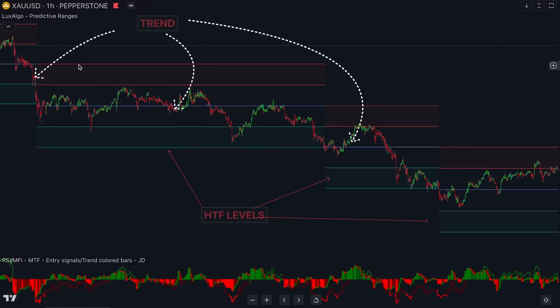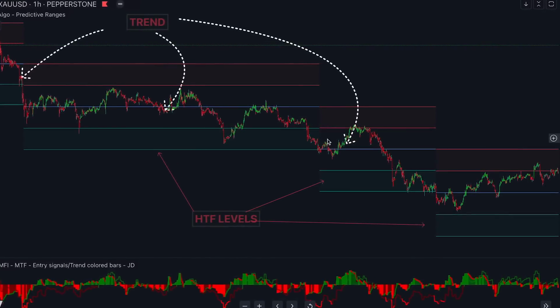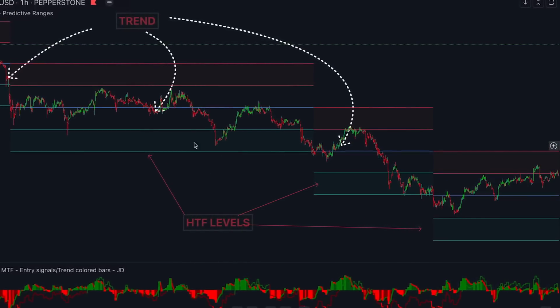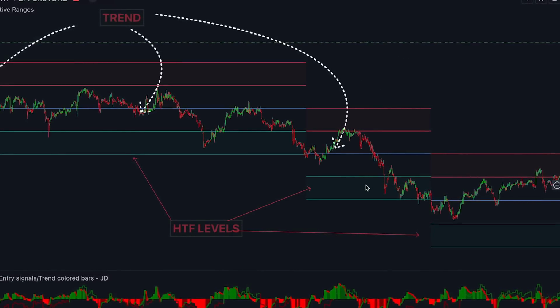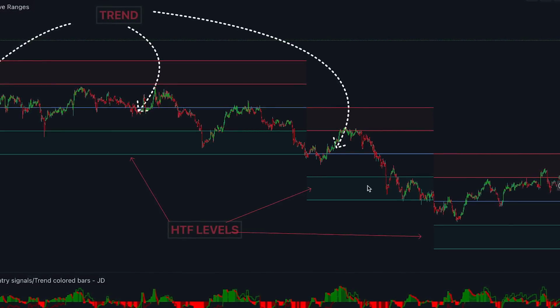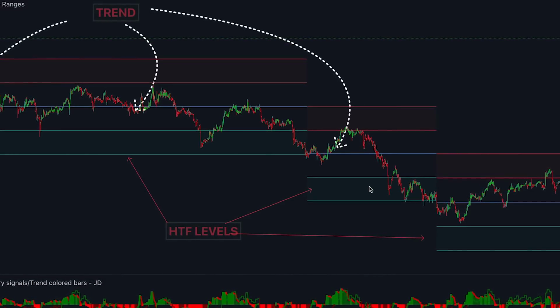We are using the equilibrium line to determine trend. We are using the predictive ranges from a higher time frame to predict potential reversal zones, and we are exiting trades at an optimal level before price is overextended based on the higher time frames.